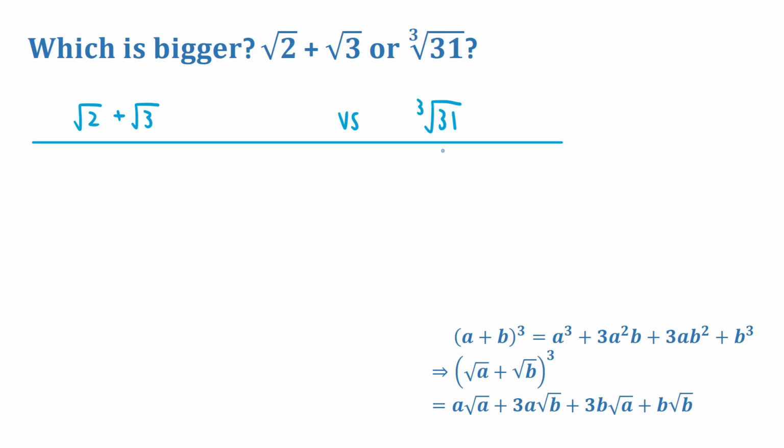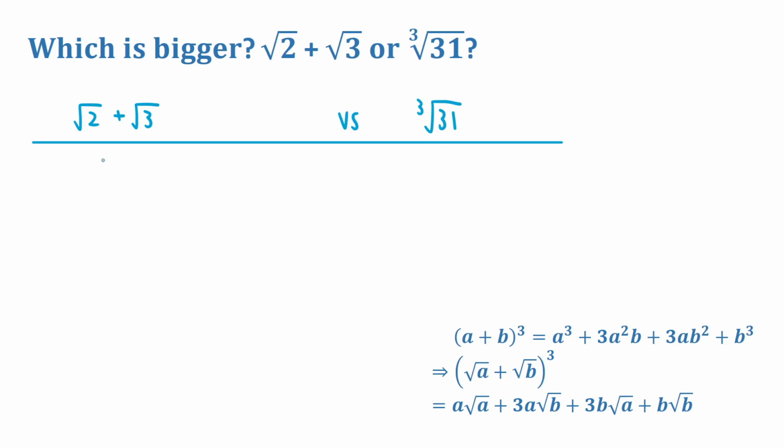To do this, we need to use the formula for a plus b all cubed and use this for the specific case where both terms are square roots. We can infer a formula for square root of a plus square root of b all cubed using the a plus b all cubed formula, and I'll just use that to cube square root of 2 plus square root of 3.